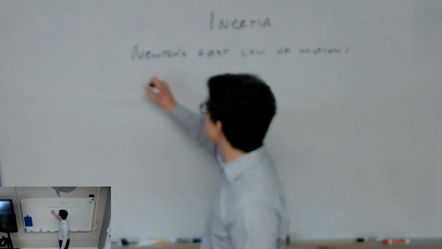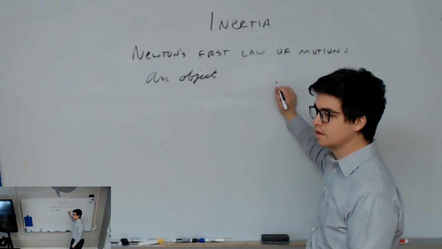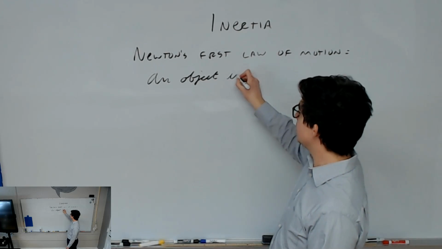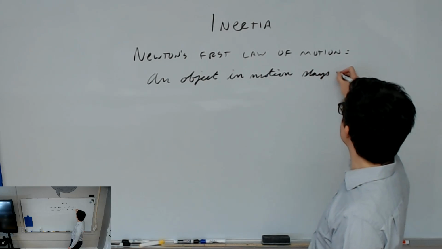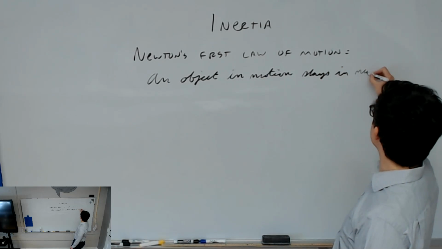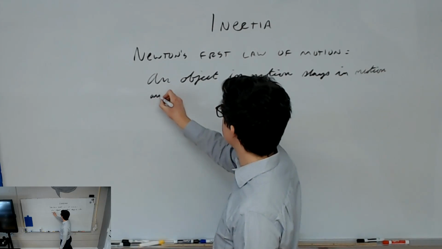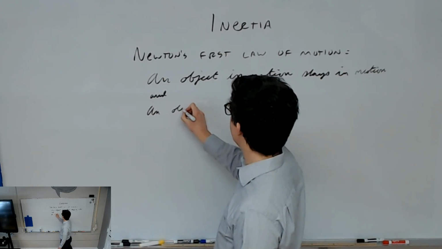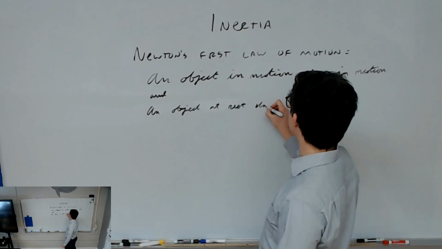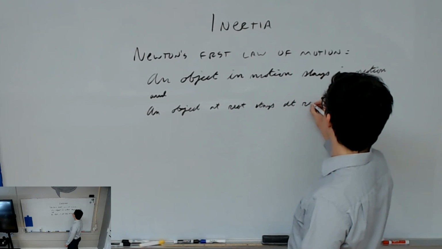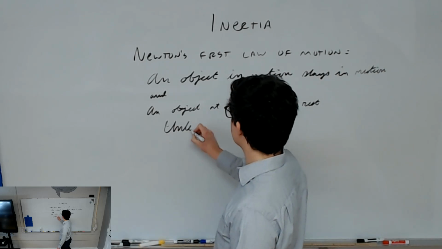Okay, so we got an object so far. An object. Newton's first law. An object that is in motion stays in motion. Let's, before we say that bit, which is true, also say the other thing. An object in motion stays in motion, and an object at rest stays at rest unless what? Acted on by force.